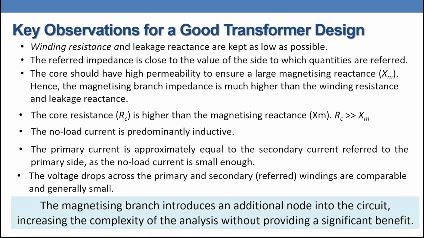From the previous observations and solved examples, we notice that the magnetizing branch introduces an additional load into the equivalent circuit. Although this increases accuracy, it adds some complexity to our solution. So its impact on many practical calculations is relatively small. This allows us to simplify the equivalent circuit while still preserving the key behavior of the transformer.